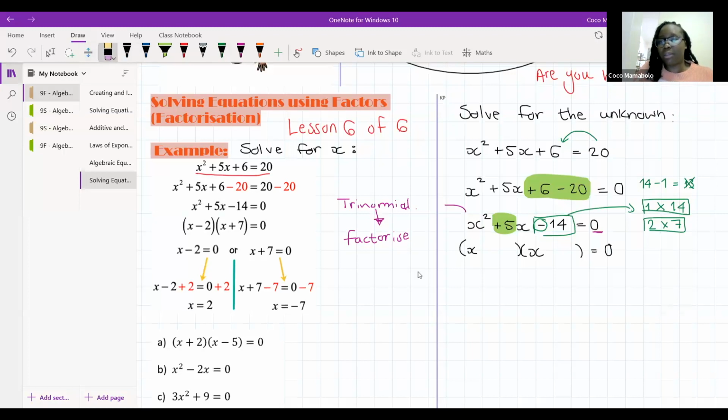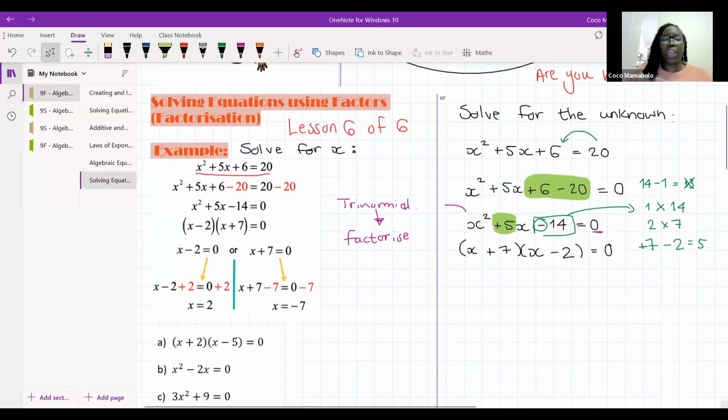So I know that 14 minus 1 is not going to give us what we want. What about 2 and 7? How can I write 2 and 7 so that they give me 5 as an answer? Negative 2 plus 7. Good, good. I'm going to get 7 minus 2 is equal to 5. Do you agree with me? Yes, ma'am. Excellent. So that means my 7 is going to be positive and my 2 is going to be negative. Good. So that's what I'm going to put into my brackets. I'm going to go x plus 7 and x minus 2.